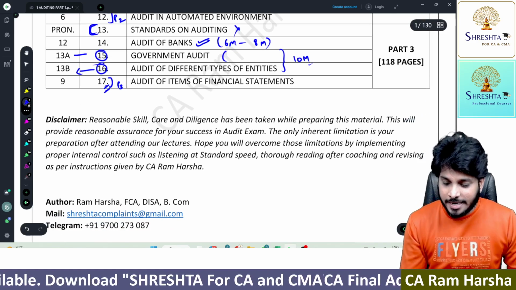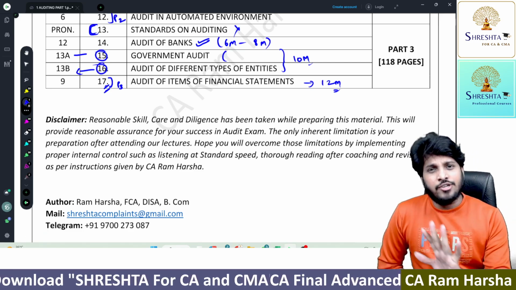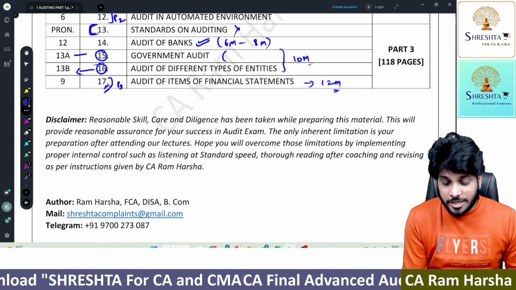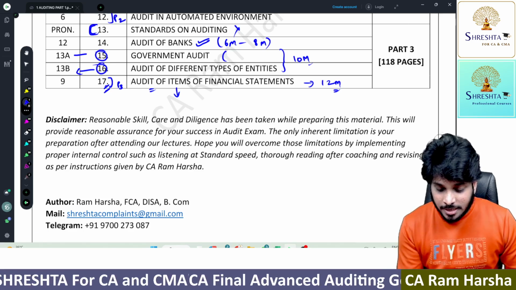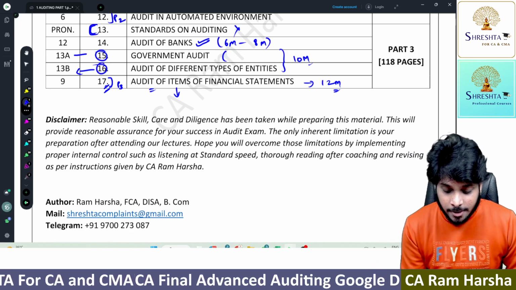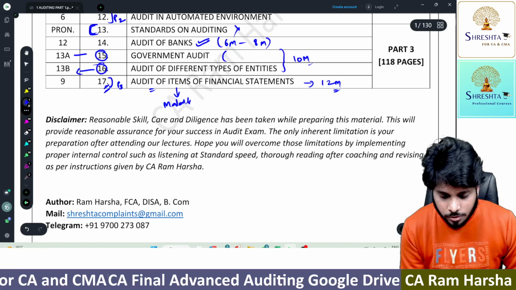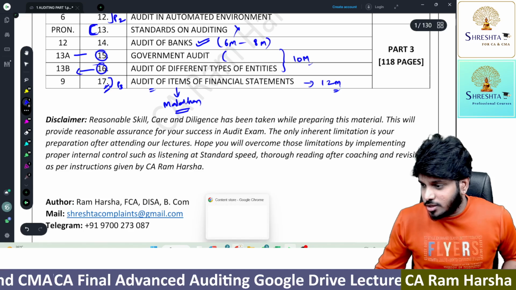Then you need to immediately study items of financials, where the minimum weightage is 10 to 12 marks. What you need to study in items of financials, I'll give you the clue as well. If you followed my material, please follow my material. Then immediately watch my audit marathon. So what marathon do you need to watch?